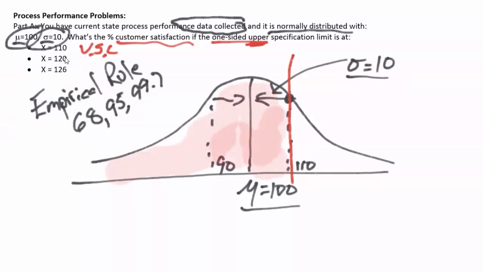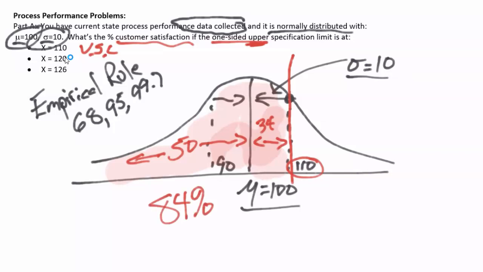All right, well, this is a simple problem using the empirical rule because our spec limit is right at the one standard deviation line at 110. And so we know that everything below the mean is 50%. That's in this region. And everything in the +1 standard deviation area, that's 34%, half of 68. So we're talking about this region right here. So to answer the first part of question A, what's the percent of customers satisfied? We've got 84%. And that's a snap.